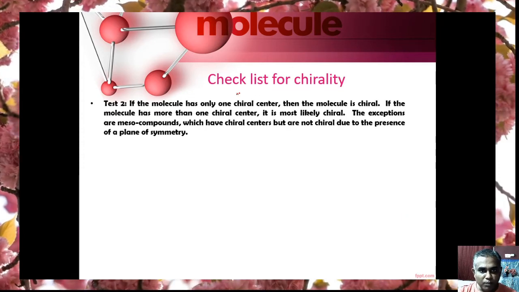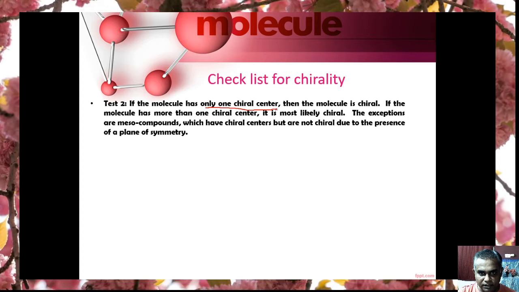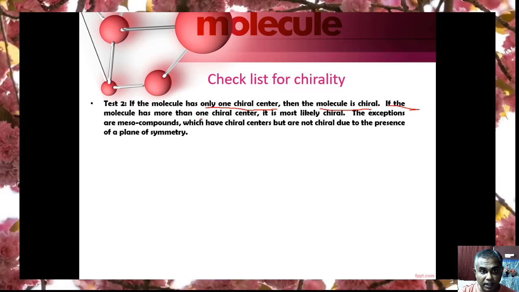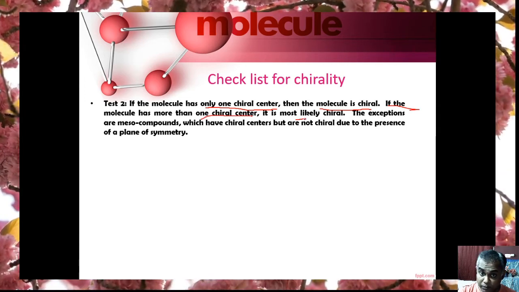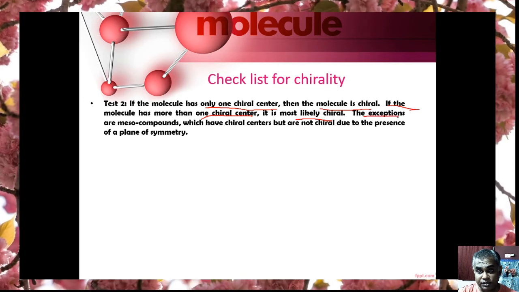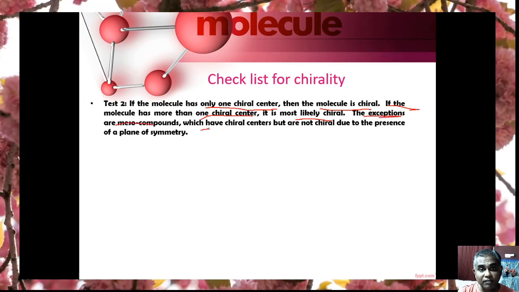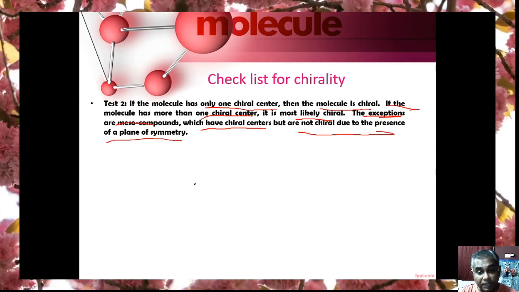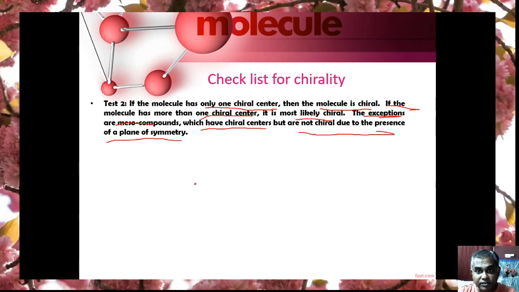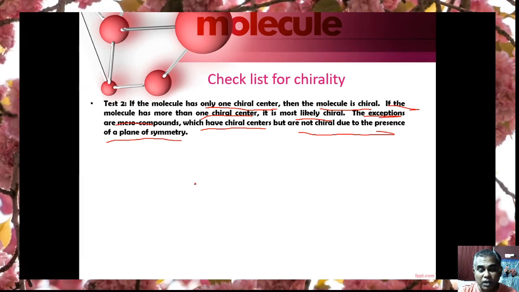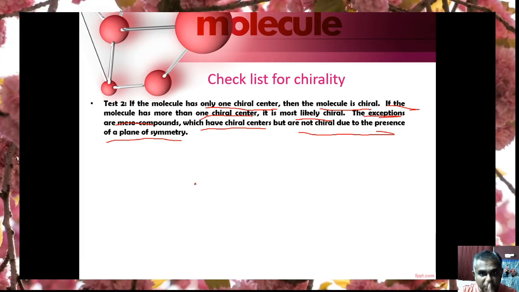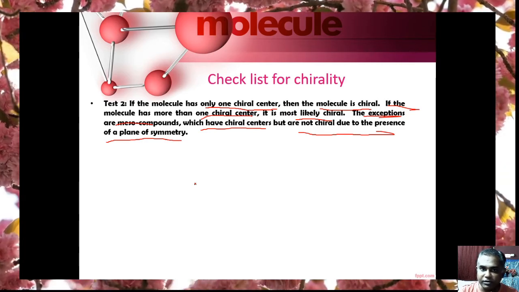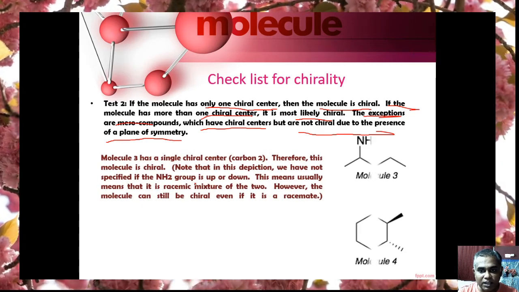Test 2. If the molecule has only one chiral center, then certainly the molecule will be chiral. But if the molecule has more than one chiral center, like our tartaric acid, it is most likely chiral, but the exceptions are meso compounds, which have chiral centers but are not chiral due to the presence of a plane of symmetry. Please remember, it is only this plane of symmetry that ensures the molecule is a meso compound. So all meso compounds will surely have a plane of symmetry, and if a molecule has a plane of symmetry, then certainly the molecule cannot be chiral.